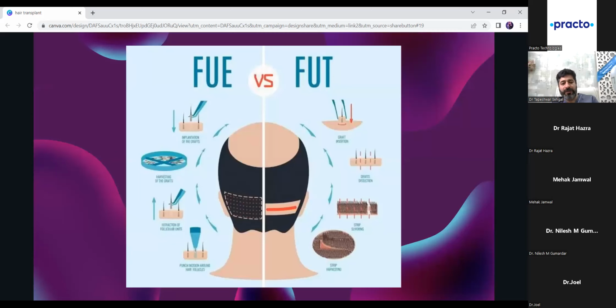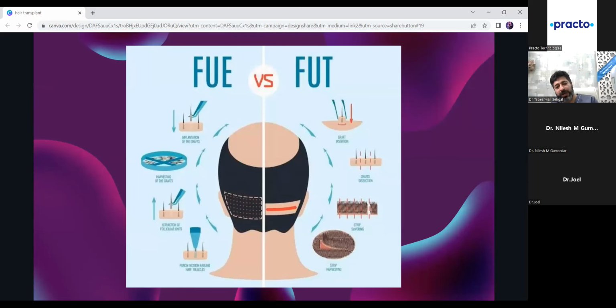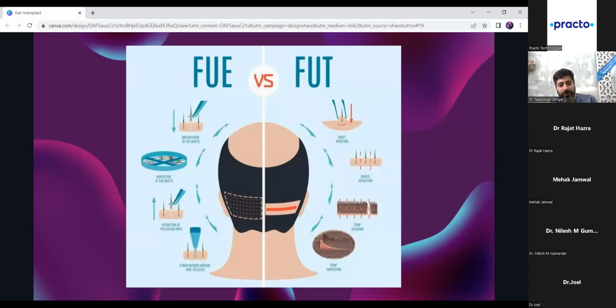This slide shows the difference. On the left, you can see there is no cut, only punch holes are made. These punch holes will heal spontaneously. By 15 days, you can't even make out that there was any punch hole. But on the right, a strip has been cut, which will be stitched, leaving a wound in the post-op period.